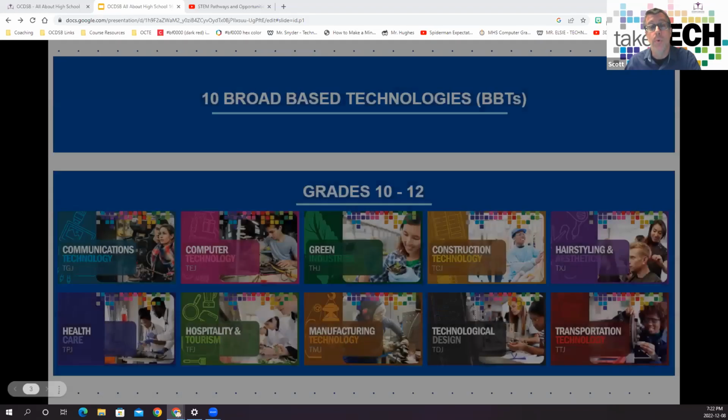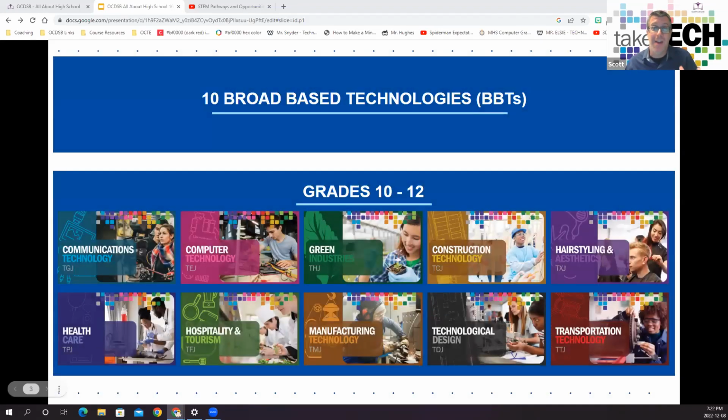So within trades and technology, we have 10 broad-based technology courses, or BBTs. These are basically different sectors that students can join. I've got some images here at the bottom of the screen. We'll go through this slide quickly because I do explain them a little bit more as we go on. So we have 10 different areas that students can join should they be interested in pursuing trades and technology courses.